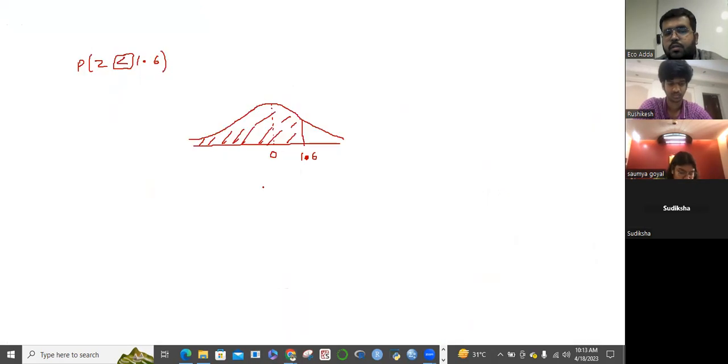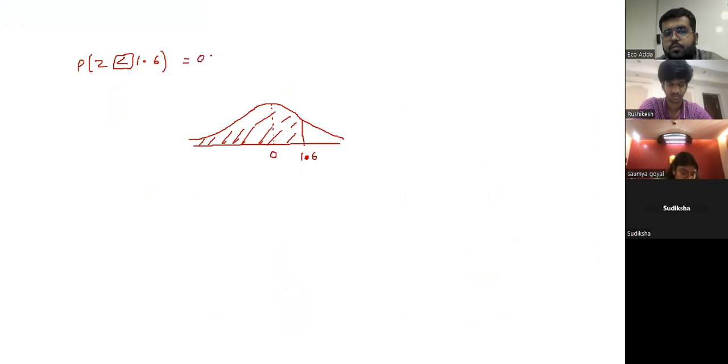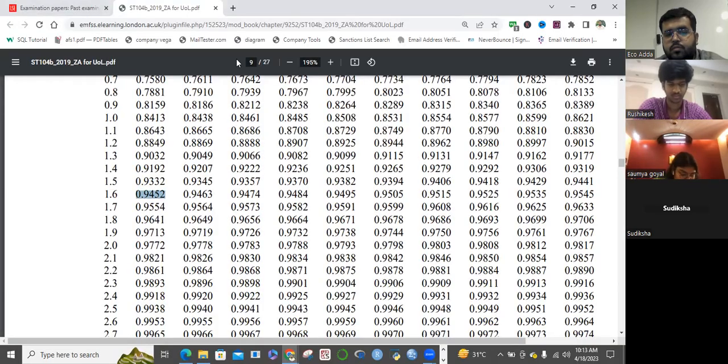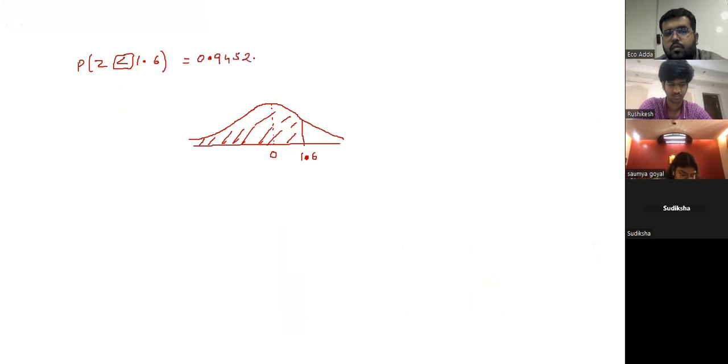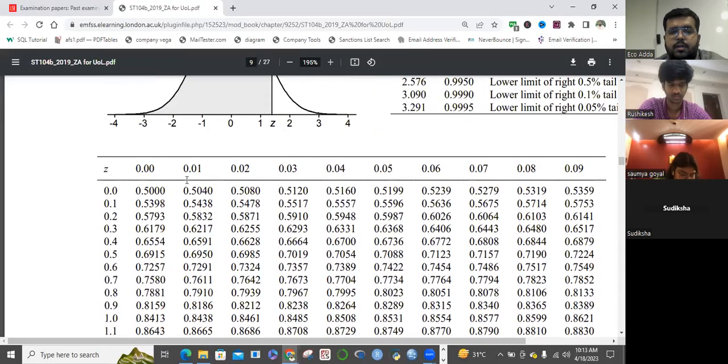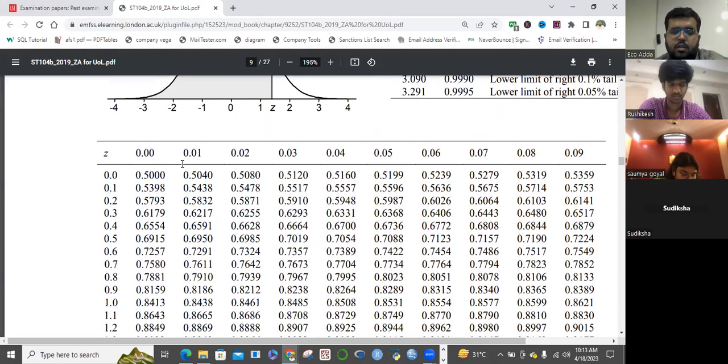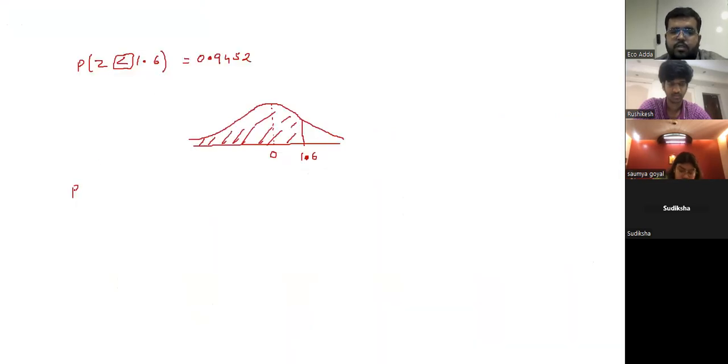0.9452. But then what about with z, there are more values in the row, right? How do we identify which row we have to pick? In this case, let's say my next question is, what is the probability that z is less than 1.61?